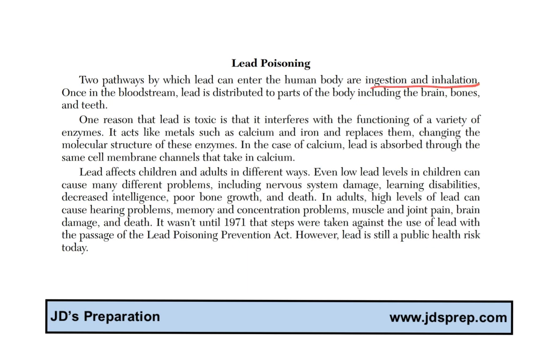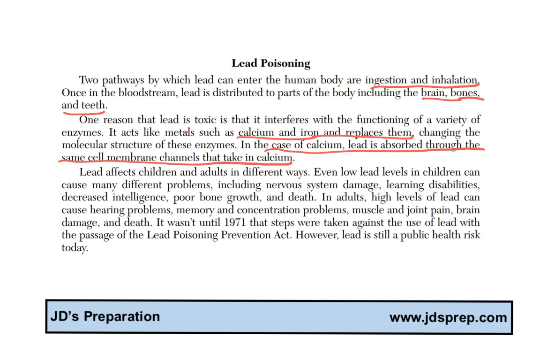Once in the bloodstream, lead is distributed to parts of the body, including the brain, bones, and teeth. One reason that lead is toxic is that it interferes with the functioning of a variety of enzymes. It acts like metals such as calcium and iron and replaces them, changing the molecular structure of these enzymes. In the case of calcium, lead is absorbed through the same cell membrane channels that take in calcium.